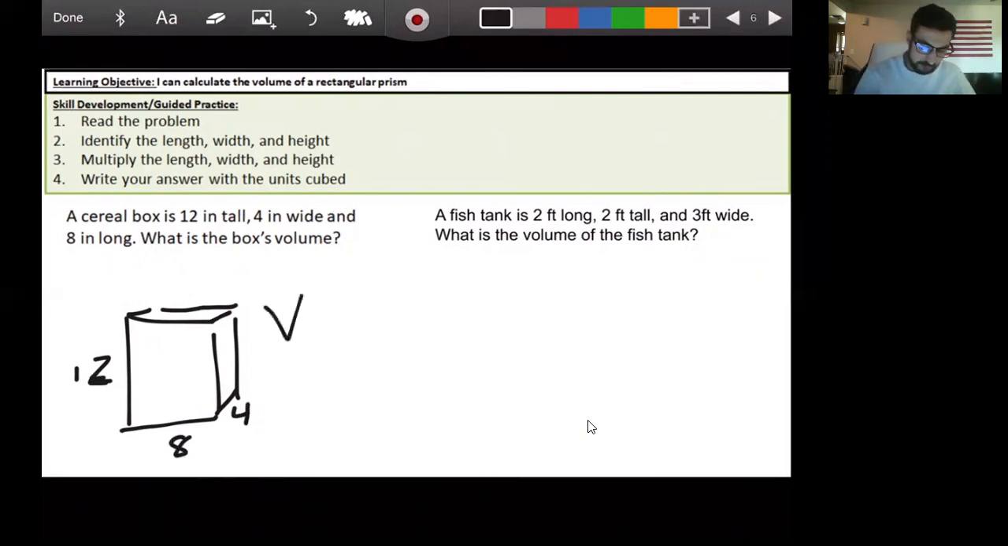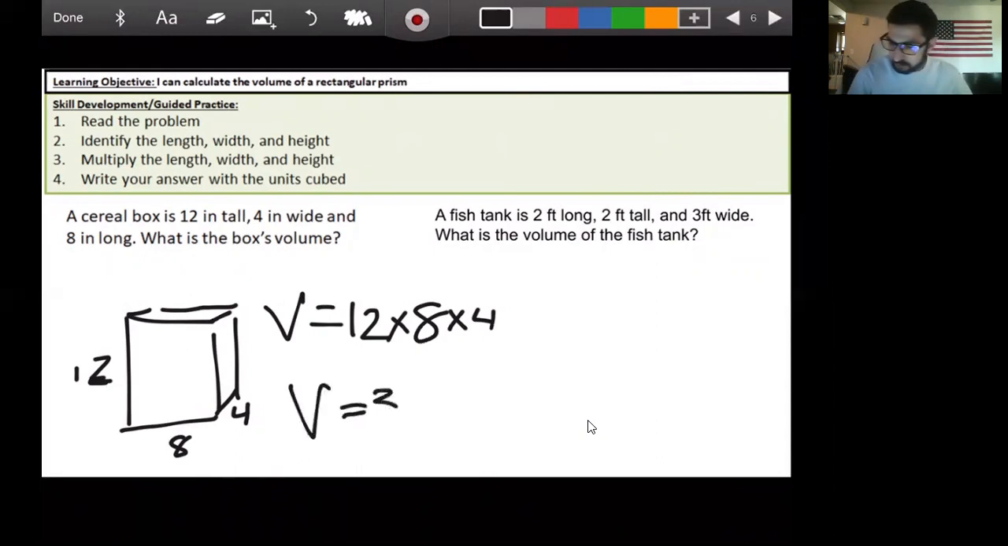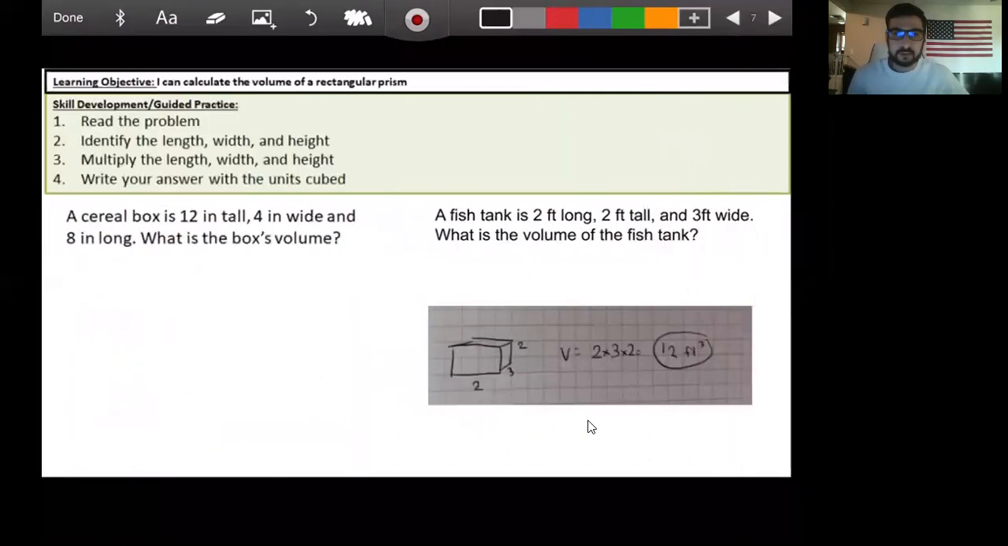I'm going to go and multiply all these. The volume is equal to 12 times 8 times 4. Remember, this is a standard for your calculator. 12 times 8 times 4 is equal to 384 inches cubed. So all I'm doing is creating a model, labeling its sides, and then multiplying them all together, and I got 384 inches cubed. Go ahead and pause your video, work on the one on the right. You should have 12 feet squared.